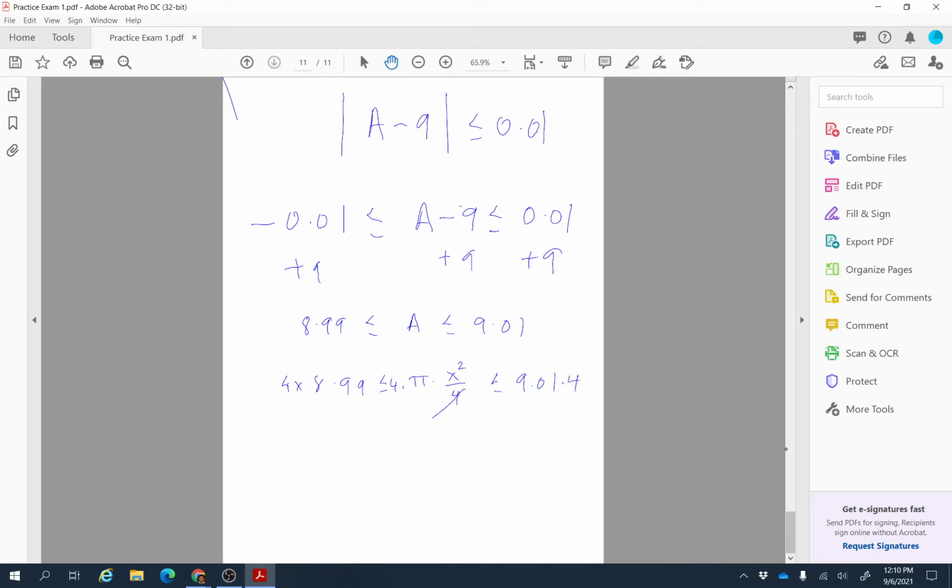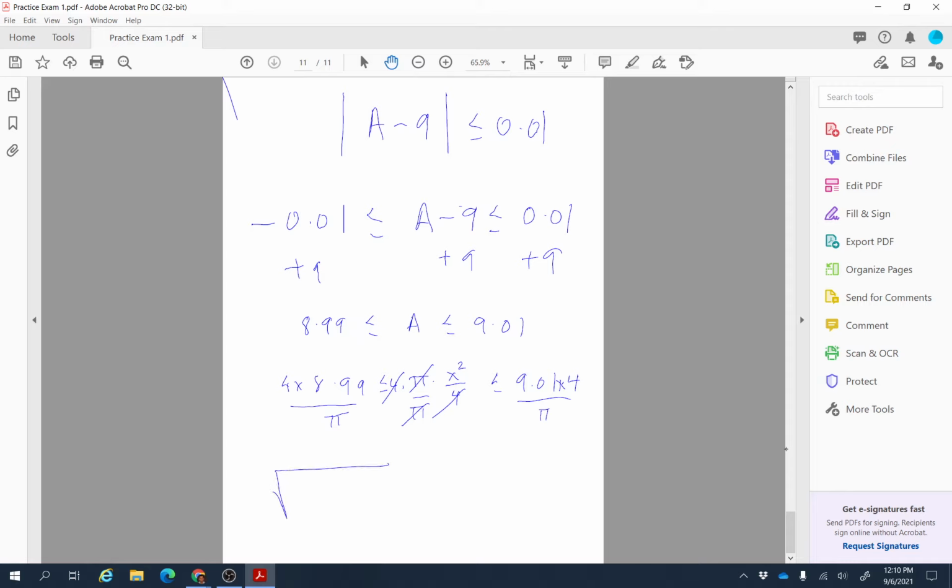By doing that, this 4 and this 4 cancel out. After that, I'm going to divide it by pi. Remember, this is times. And after that, I need to find out the x, so I'm going to take the square root of these numbers. Still the inequality holds because they are positive numbers.